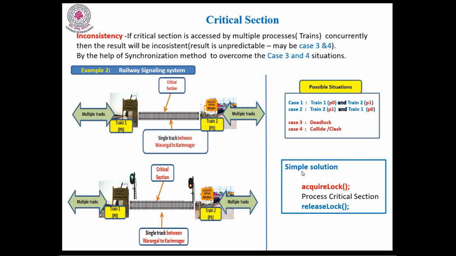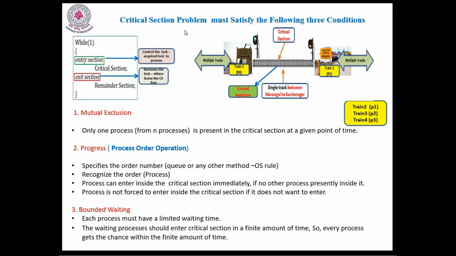Once again, I am repeating this code. Simple solution: acquire the lock for the required process, process the critical section, and release the lock for the next process, whichever is available in the queue. The critical section problem must satisfy the following 3 conditions.